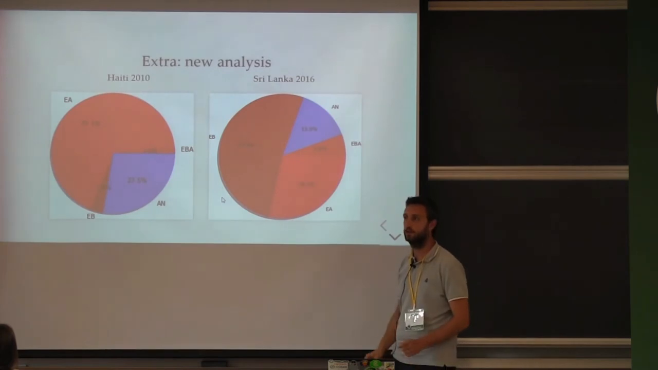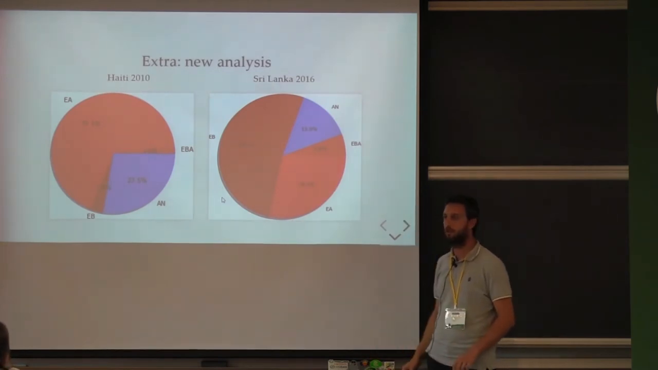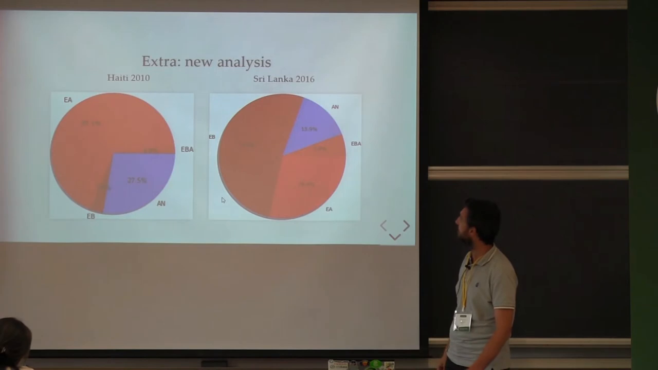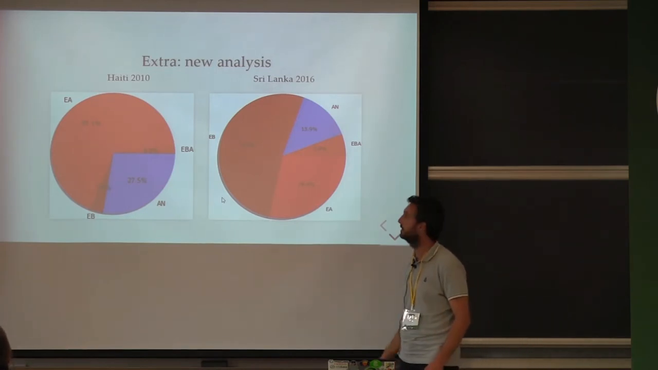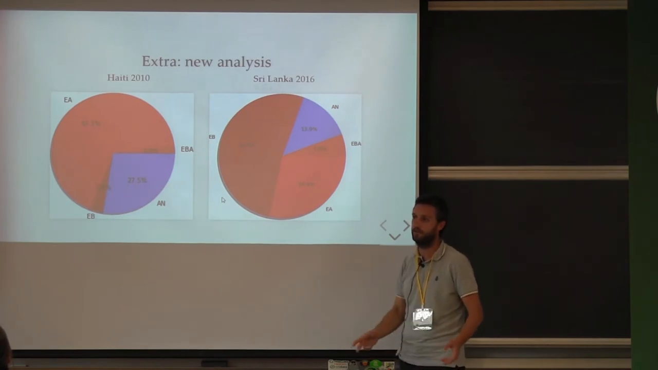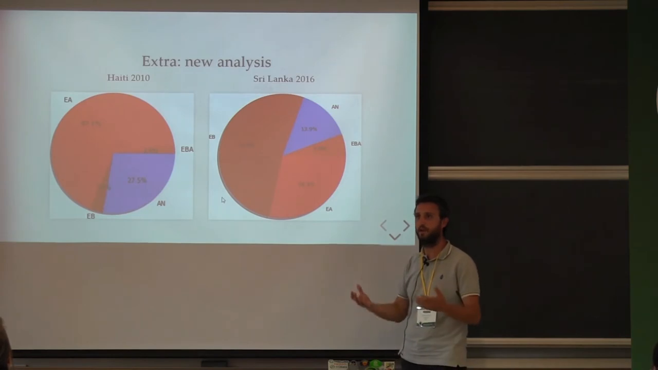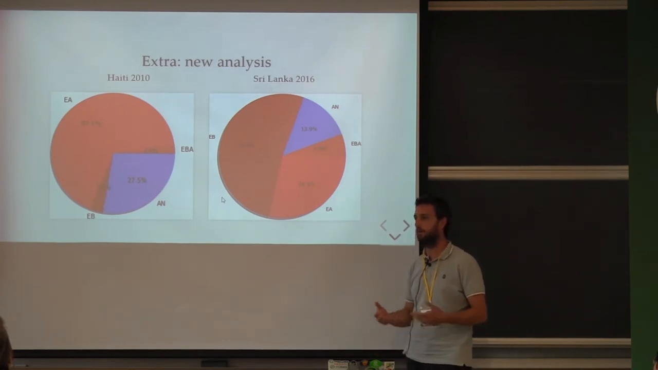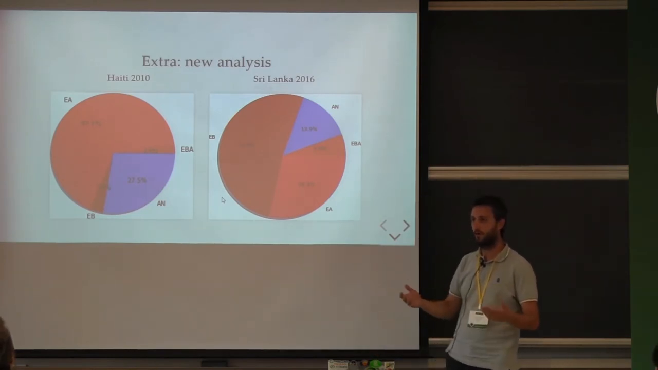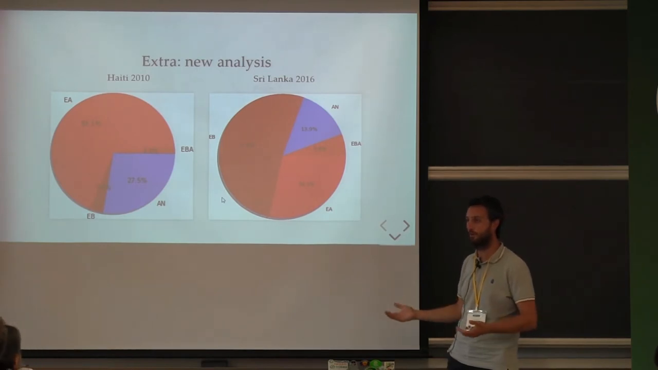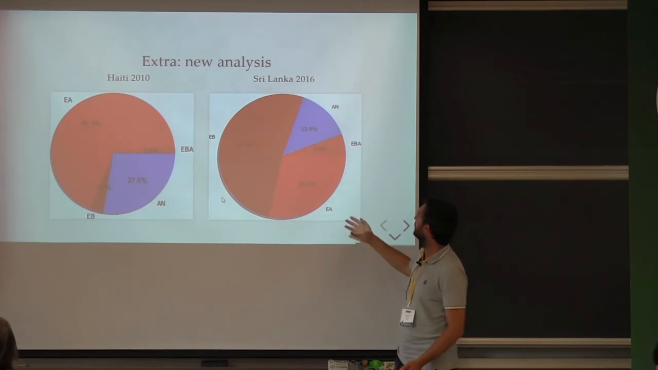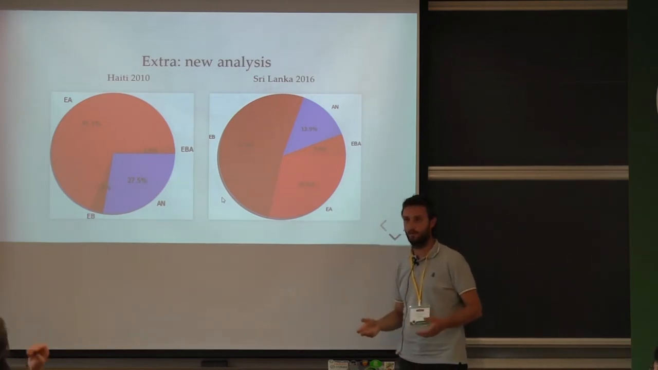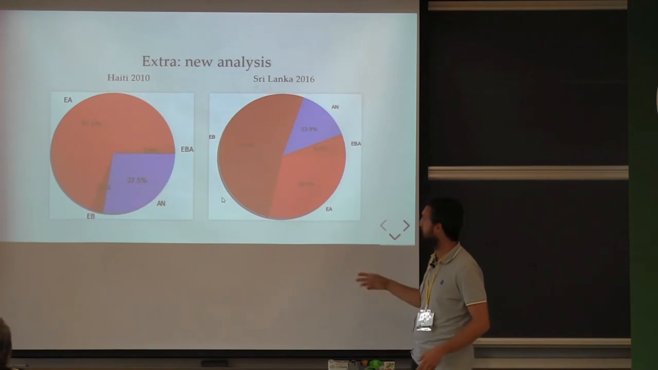So these are some plots that I just got yesterday from two different disasters. One is Haiti. Haiti is quite famous, I'm sorry to say this, because it is the first big event where the OpenStreetMap community showed the world how to use OpenStreetMap for this kind of event. And Sri Lanka was quite simple to analyze from my point of view, and so I used it.